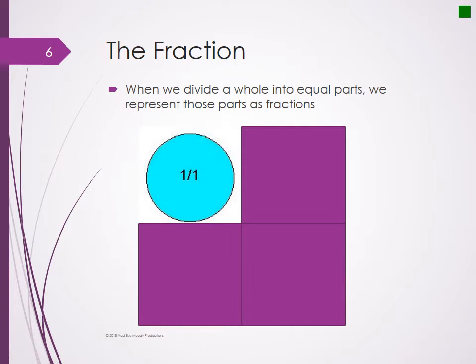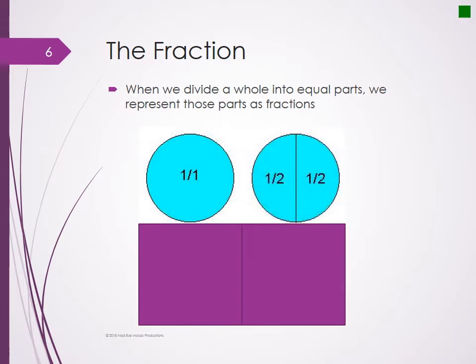So what is a fraction? You should have defined this in your vocabulary section. But a fraction is part. It's not the whole. When we divide a whole into equal parts, we represent those parts as fractions. So this here is a whole. It is 1 out of 1. It is one whole. But then we can divide that whole into 2 pieces. Each of those pieces is 1 out of 2 pieces in the whole.